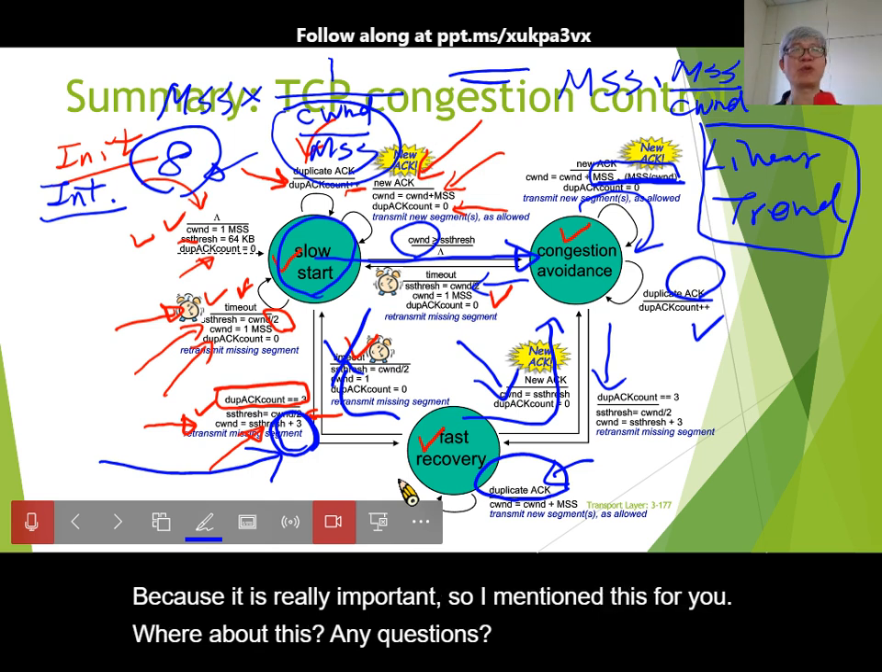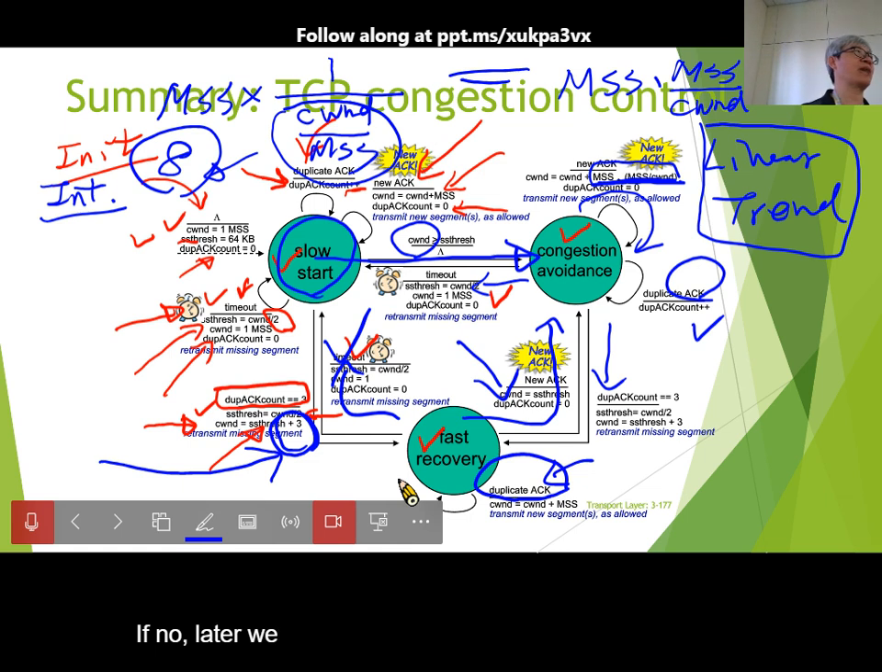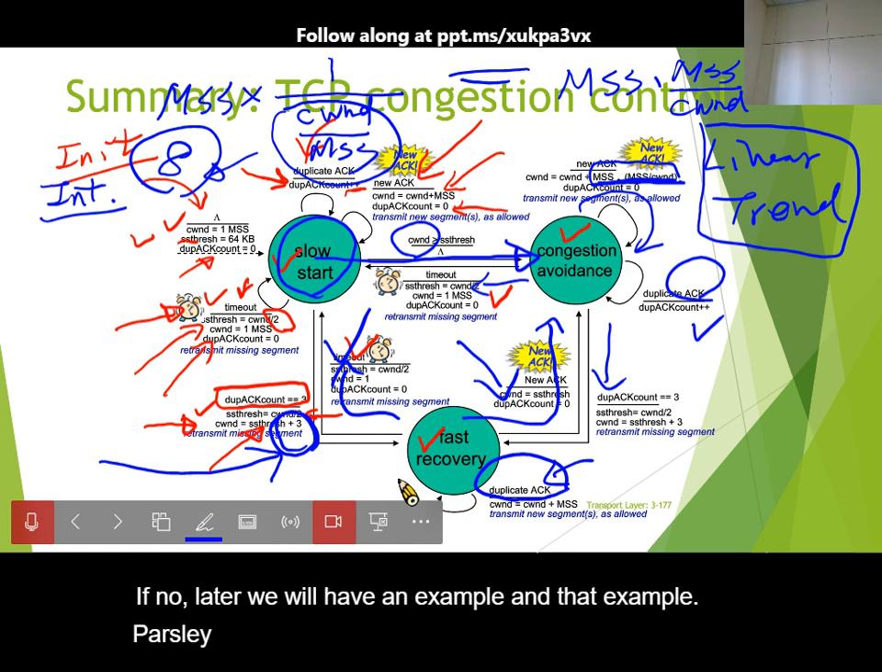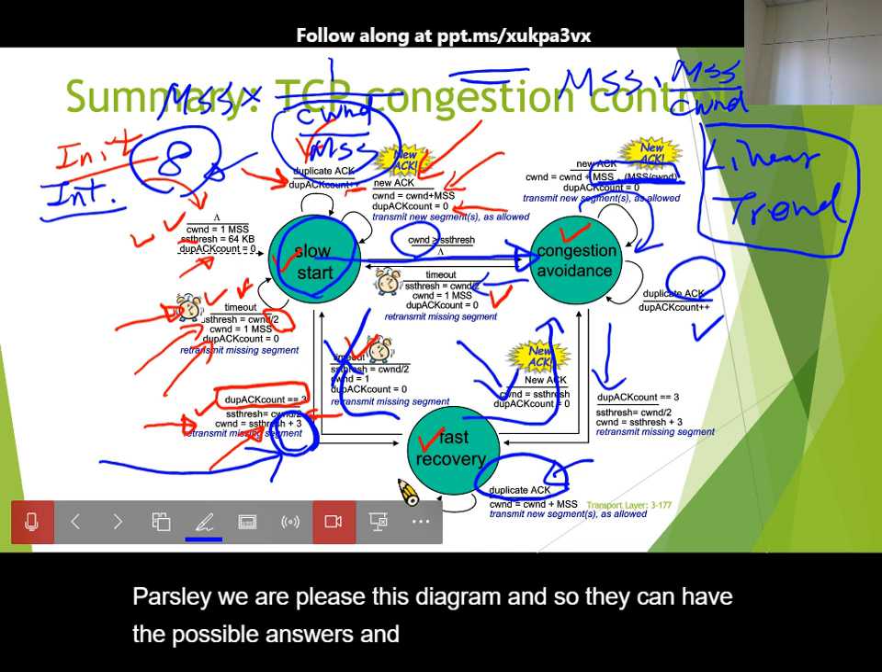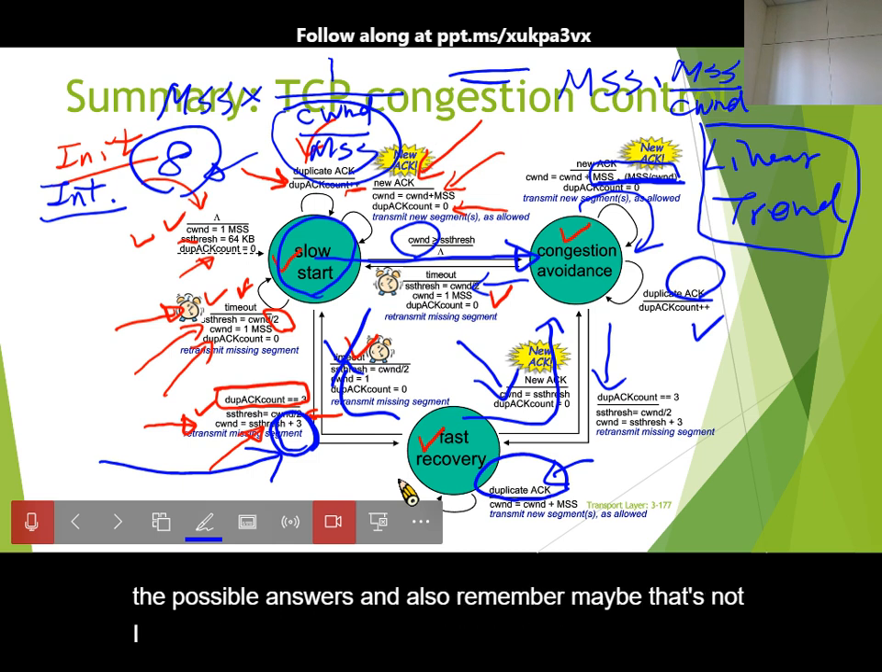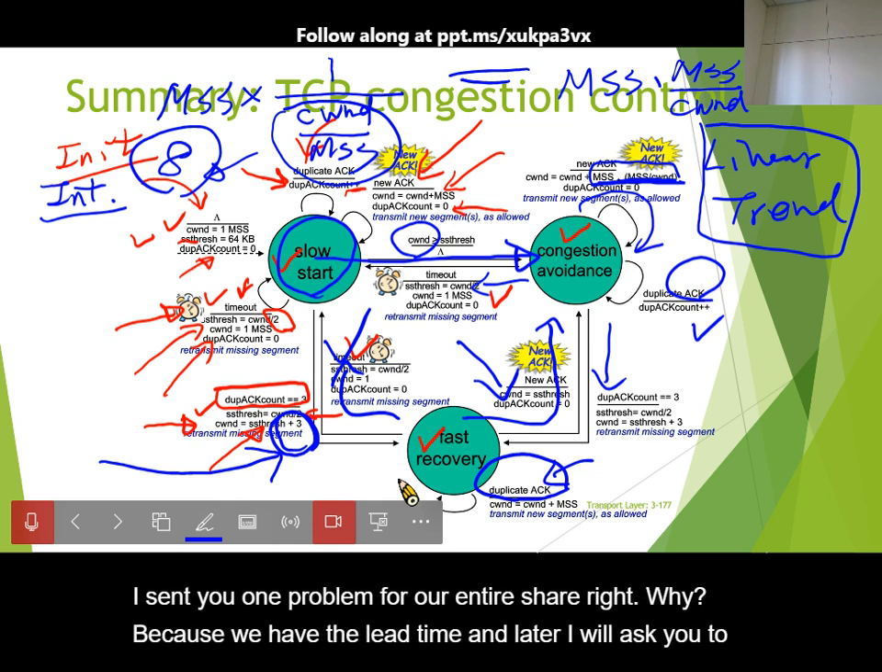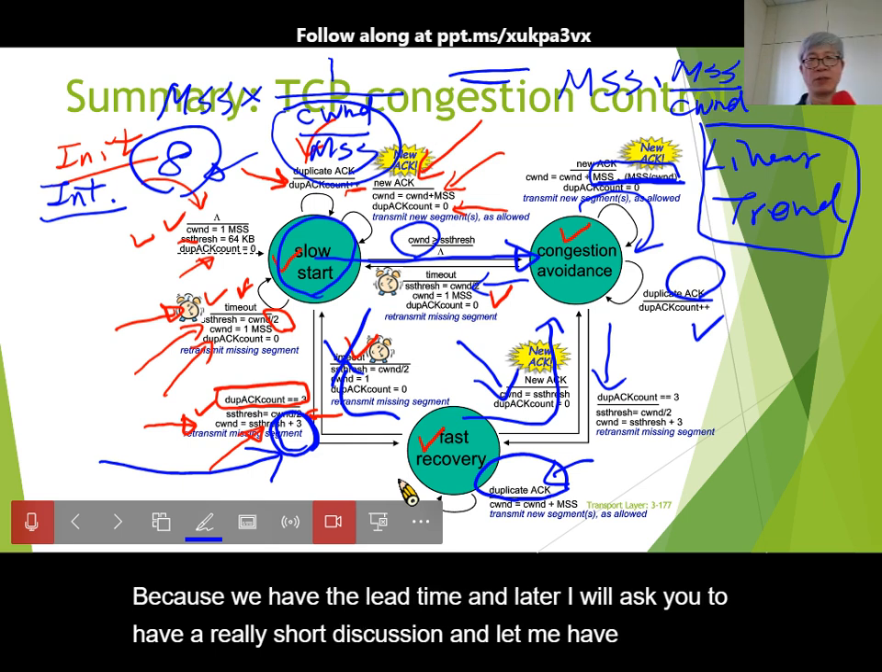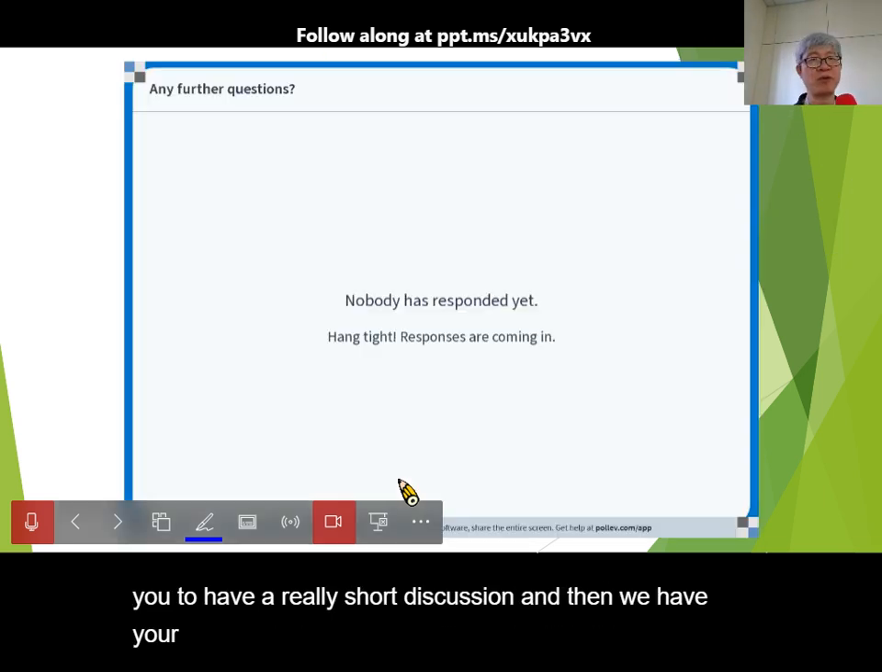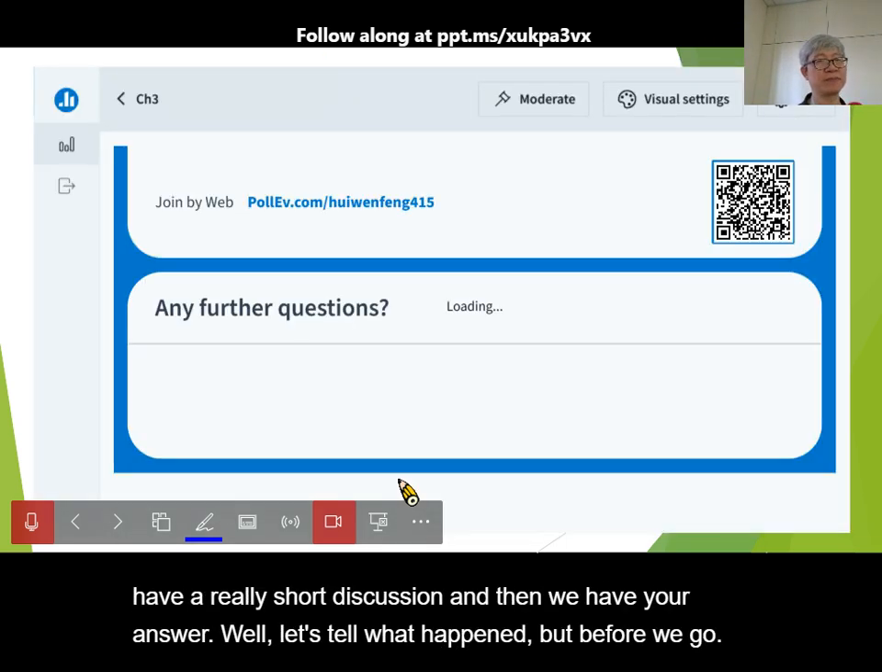Well, if no, later we will have an example, and that example partly relies on this diagram, so they can have the possible answers. And also remember, tonight I will send you one problem for our think-pair-share, right? Why? Because we have limited time, and later I will ask you to have a really short discussion, and then you have your answer. Later we will have it, but before we go, let me have this for you. Check it.